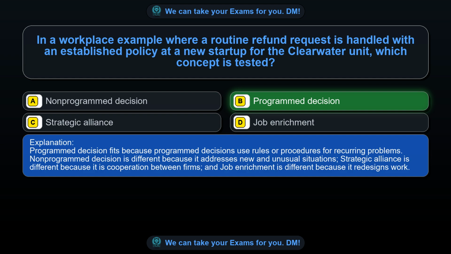Program decision fits because program decisions use rules or procedures for recurring problems. Non-program decision is different because it addresses new and unusual situations.